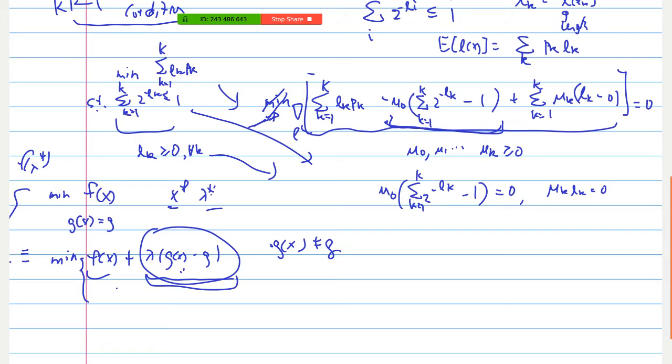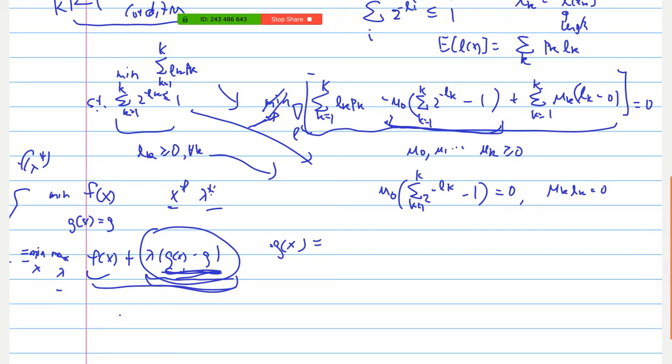Sorry about that. Actually, when I write that, I should be a little bit careful. I should say this is equal to the min over x, max over lambda. These two are actually equivalent when you write it this way, because when this constraint is not satisfied, then when I maximize over lambda, this is non-zero, so I can make this thing become infinity. Therefore it will never pick any values where the constraint is not satisfied, basically g(x) not equal to g. So these two should be the same.